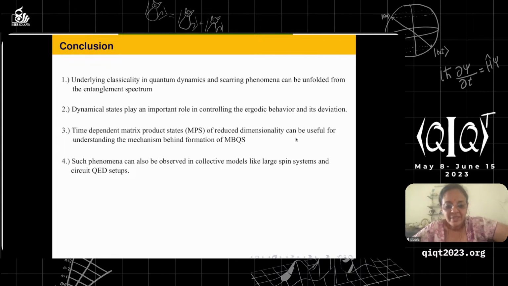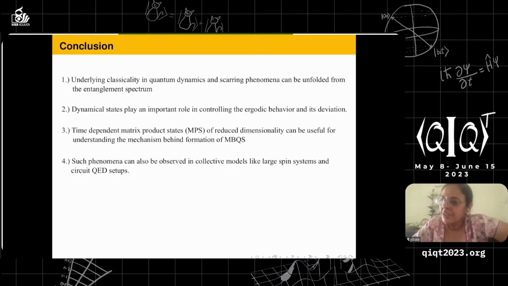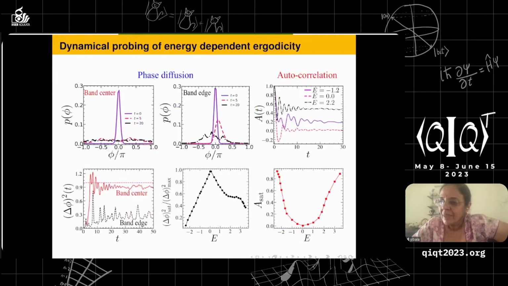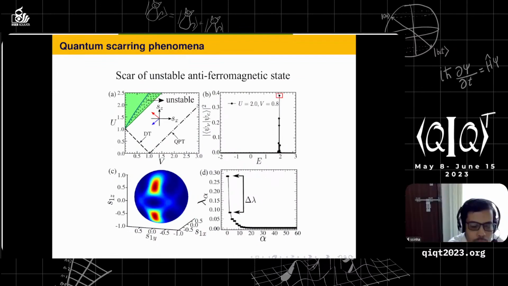Okay, in that case, I just want some clarification. Thank you for the very nice talk. You have seen something like near revivals in a specific case. Have you ever come across a situation where there is entanglement sudden death? Because that too is a very important phenomenon. So I was just curious.